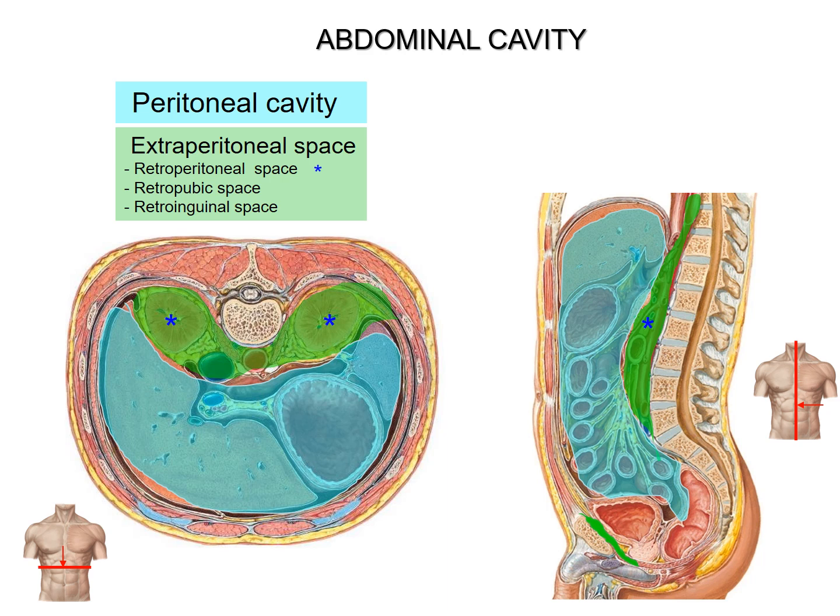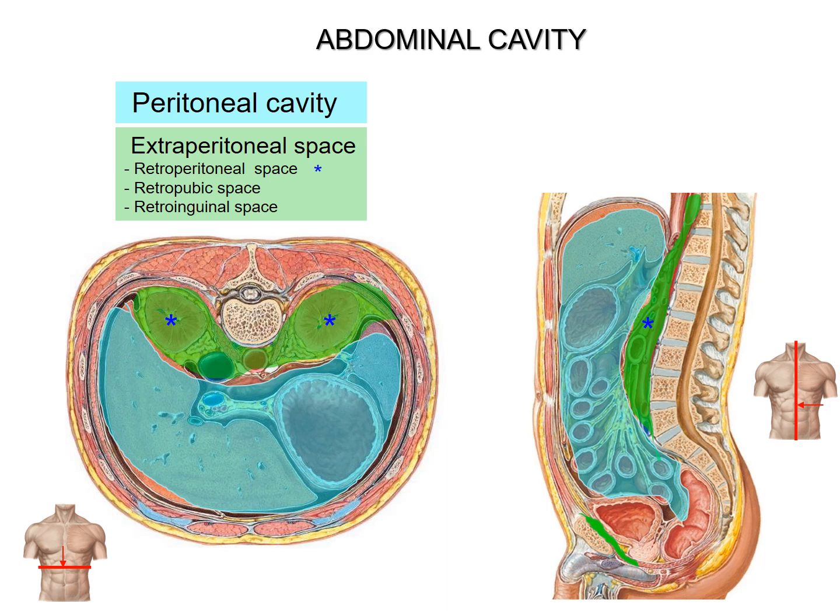In left picture we have horizontal section, in right picture we have sagittal section of the body, and blue colors represent position of peritoneal cavity, and green color with blue star represent position of retroperitoneal space. The retroperitoneal space lies posterior to the peritoneal cavity and anterior to the musculoskeletal structures of the back.